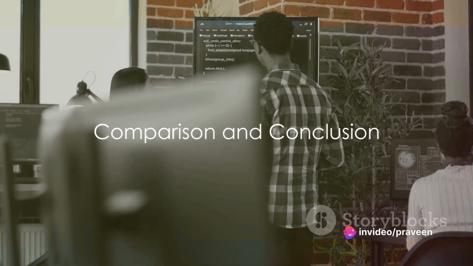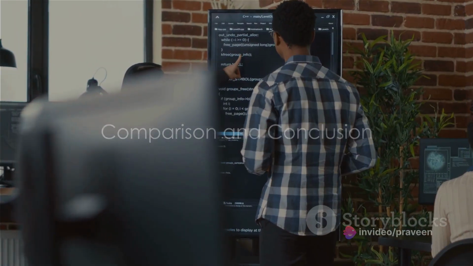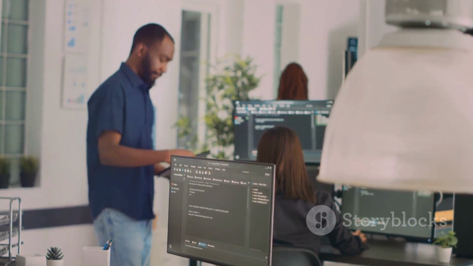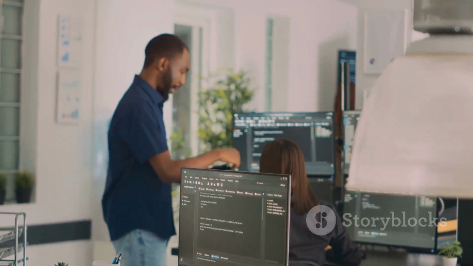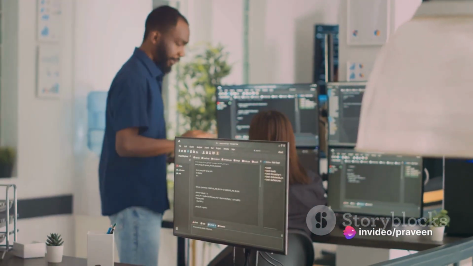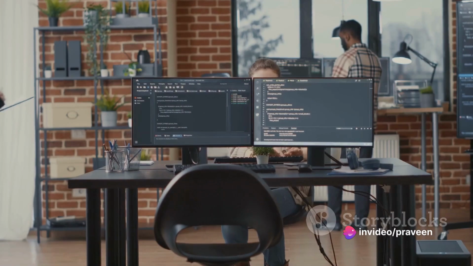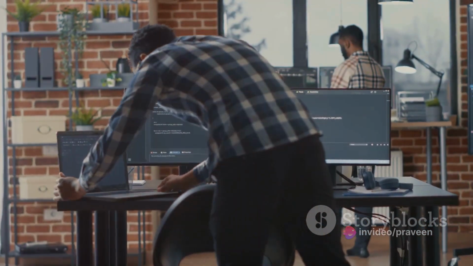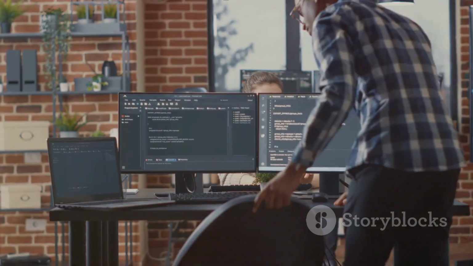In summary, both manual and automated testing have their unique strengths and weaknesses. Manual testing, with its human touch, is flexible and easy to debug, but may be slower and limited in coverage. Automated testing, on the other hand, offers speed and wide coverage, but requires a higher initial investment and programming skills.